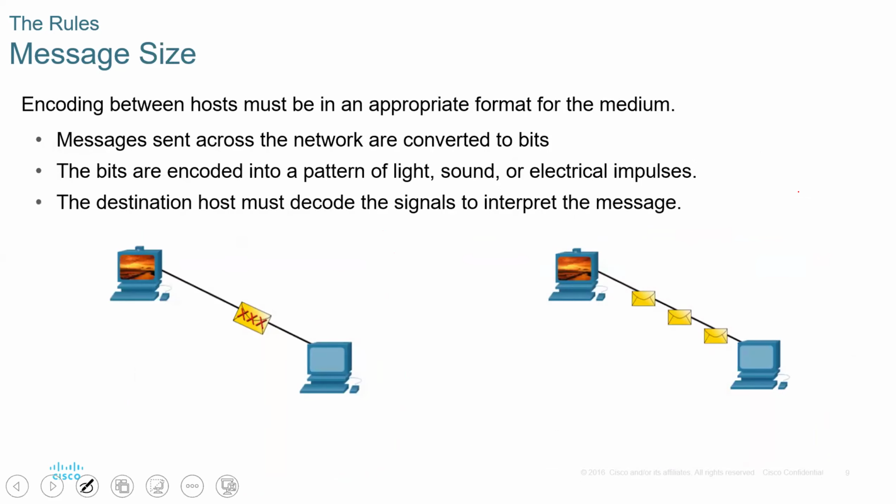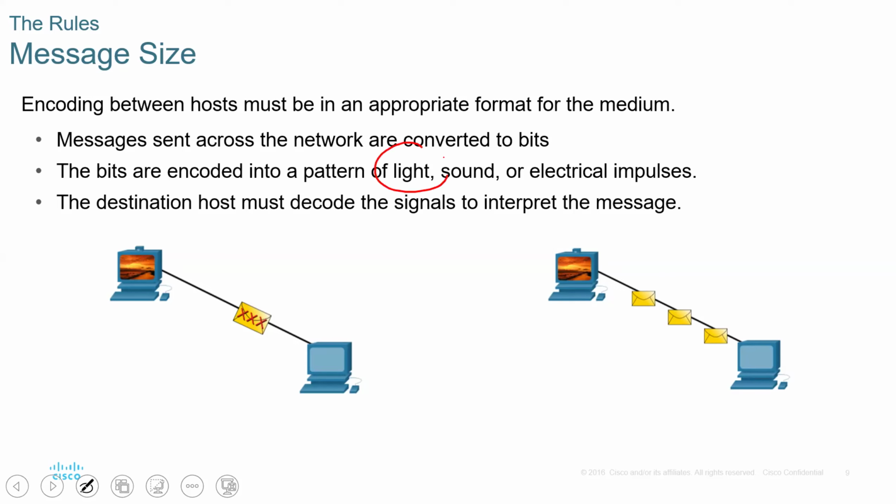encapsulation process. Then when we talk about message size, the encoding between hosts must be in an appropriate format for the medium. Messages sent across the network are converted into bits. Why are they converted into bits? Because binary is the language of the computer. Okay, so binary is zeros and ones, bits, binary digits. So the bits are encoded into a pattern of light, sound, or electrical impulses. Why? Because those are the different media used in a particular channel of communication, right?